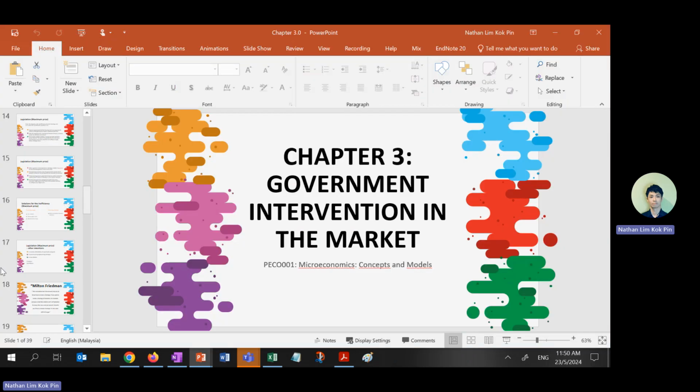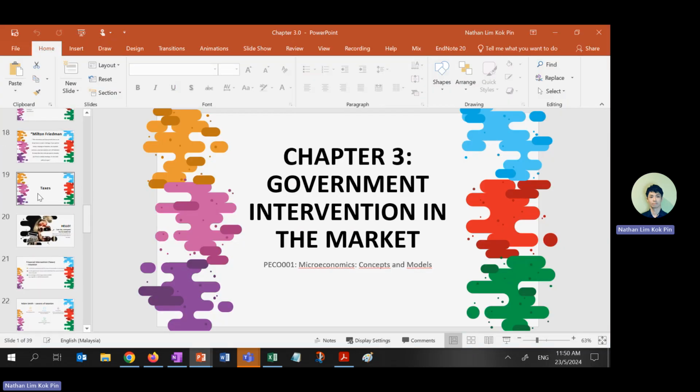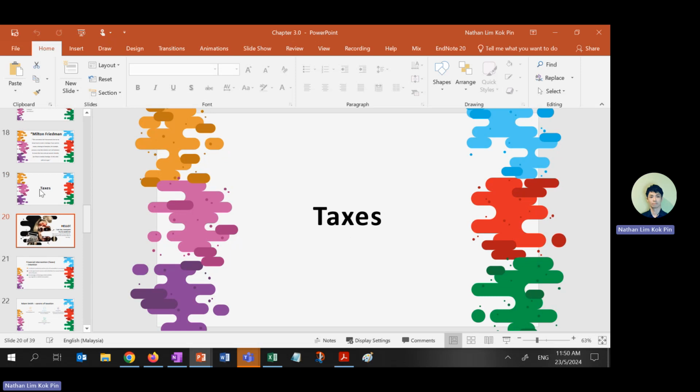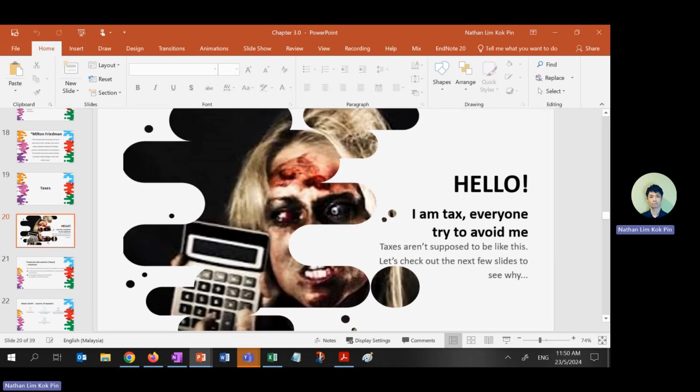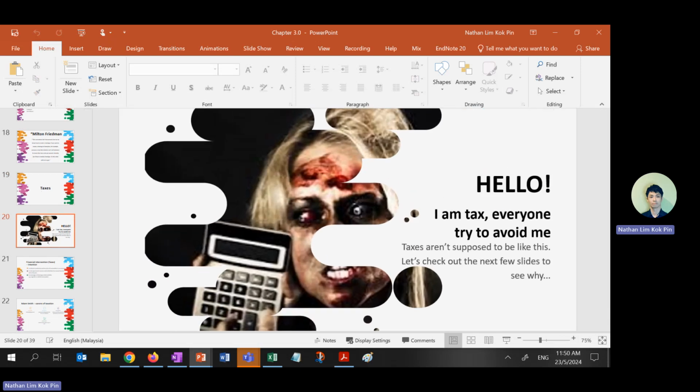Let's move on to tax. Right, this is tax, by the way. Tax is like a zombie. Everyone tries to run away when they see a zombie, right?